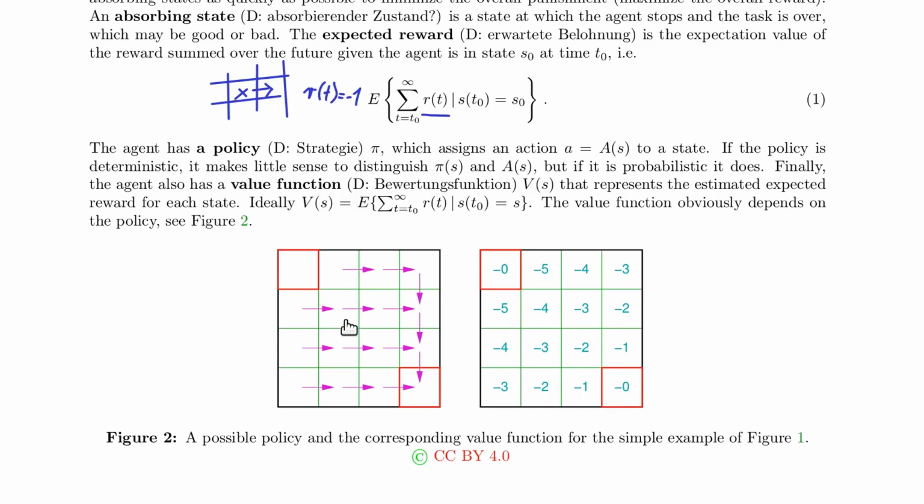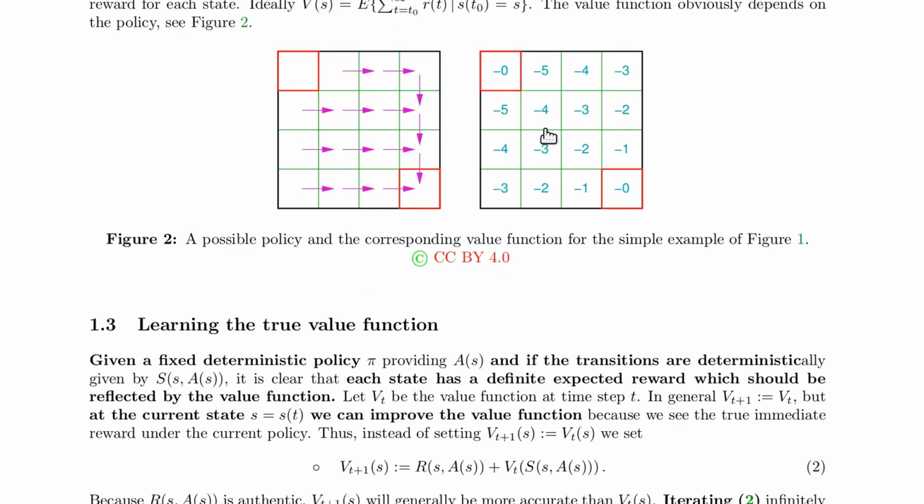Now, obviously, we already see that this is not an optimal policy. It would be much better to move directly to the left if the agent starts in this state. These are the true values given this policy. But these values are not known to the agent, so the agent has to learn that. So how does that work?